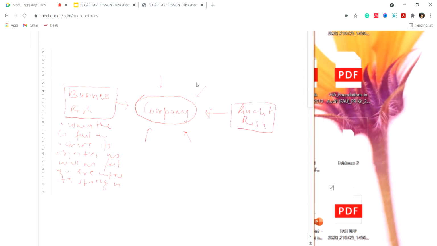Business risk is the risk caused by the clients, and audit risk is the risk that the auditor should look into. So this is from the auditor's perspective, and the other is from the company's perspective. Because business risk is controlled by the company, the auditor will normally look into it, but not all risks will be controlled by the auditor. So we will look at what audit risk actually is.